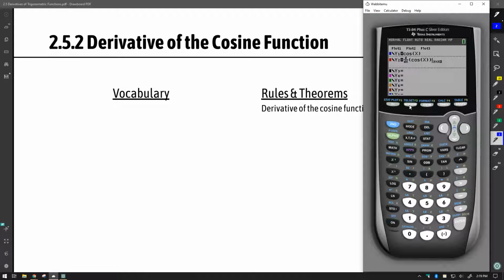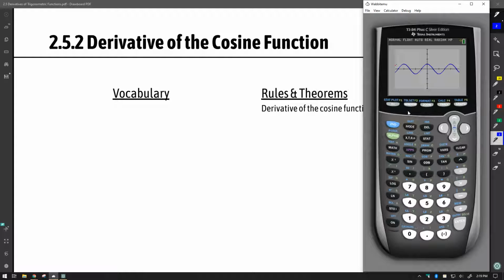All right, so let's just go ahead and do zoom trig instead of setting up the window ourselves so we can speed this process along. That's option 7, zoom trig. So here comes the cosine function, and that appears just as we think it would.